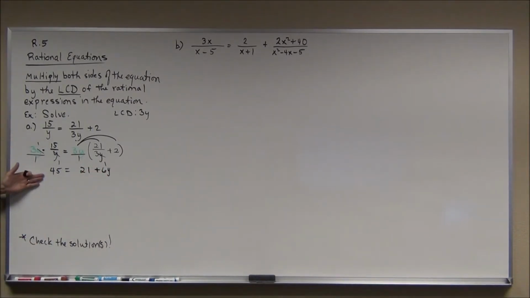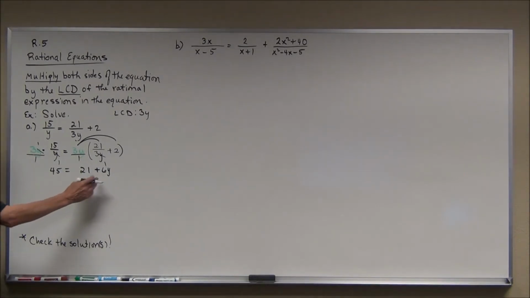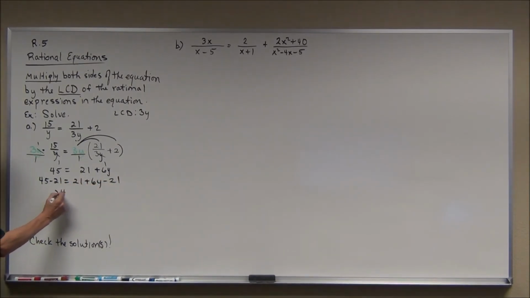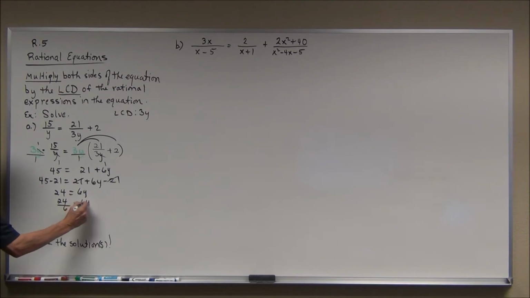Well, look how simple this equation is. It's a linear equation. I'm going to undo the stuff around the variable y. I'm going to subtract 21 from both sides. Hope I left myself enough space. This is going to be 24 equals 6y. I'm going to divide both sides by 6. And I'm going to get y is equal to 4.